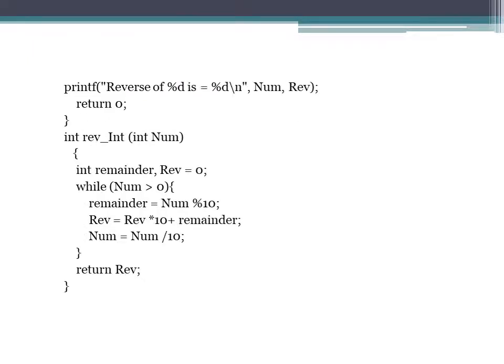Next, printf. Here we are printing the number. Then int reverse int of int num. If it enters into this condition, here the while loop is used. Here the function is an int function, which is used to reverse the number. Int remainder, reverse equals to 0, while num greater than 0. If the number is greater than 0, then it will enter into the statements which we used in the previous two programs. That means the same program we did in two ways, with while loop and with function. There we used the formula, that is reverse equals to reverse into 10 plus remainder. Here it repeats again.